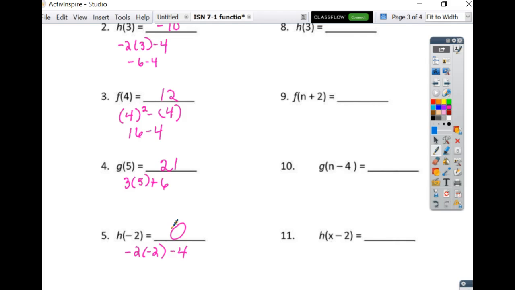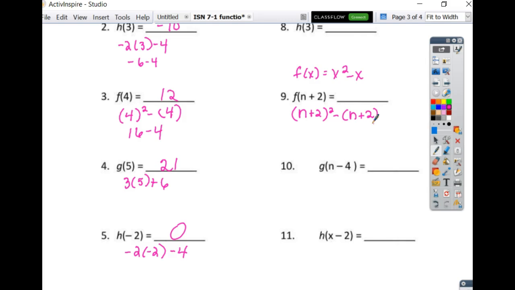Which function am I using? F. So watch. My f function is this. Wherever I see an x, I'm going to put the parentheses and the n plus 2 into the function. So I'm going to have n plus 2 squared minus n plus 2. Wherever there was an x, I just took those parentheses and plopped it down.